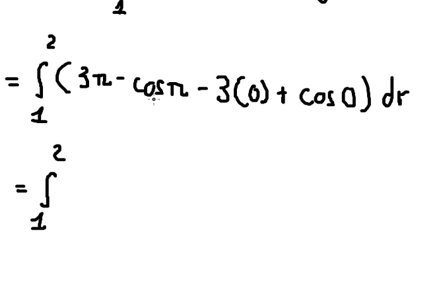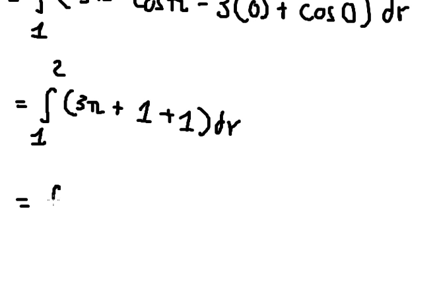Cosine b, we have negative 1. This one we have 0. Cosine 0, we have positive 1. And we have 3b plus 2.